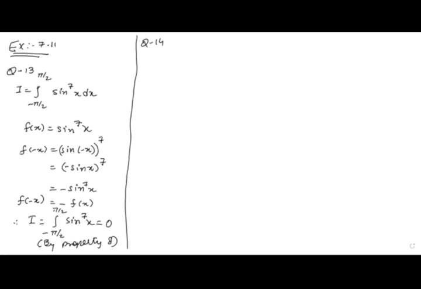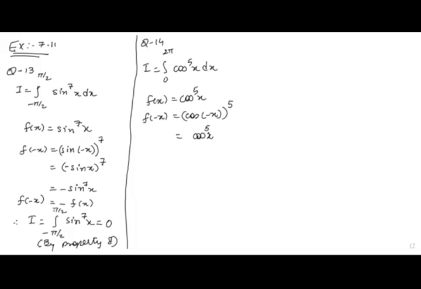Question 14. I is equal to the integration from 0 to 2 pi of cos raised to 5 x dx. You can see that here f of x is cos raised to 5 x. If I take f of minus x, then it will be cos of minus x raised to 5. As cos is an even function, I can write this as cos raised to 5 x, which is f of x.